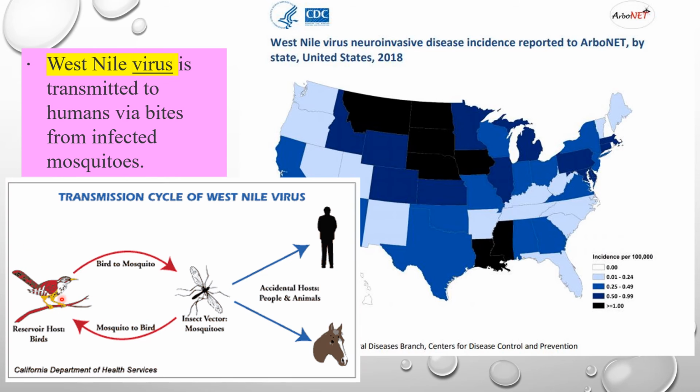So the birds can host this organism, and then it can spread to humans, but it spreads through the bite of a mosquito. And then if you look at the map of the United States for 2018, this is the incidence per 100,000 people. So if you look at what's black, look at the black states, you'll see where West Nile virus is more likely to be transmitted.